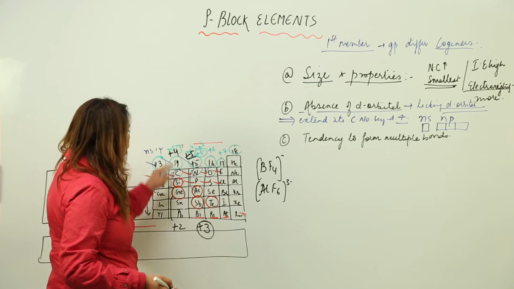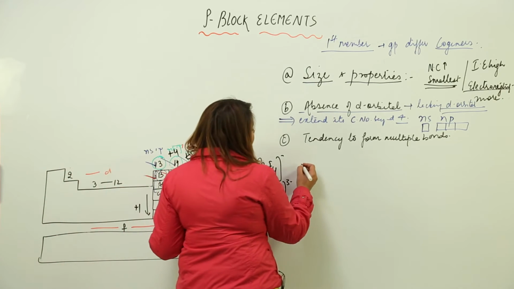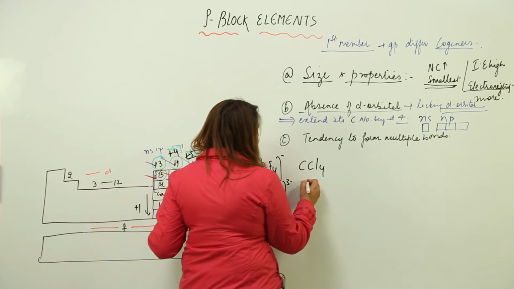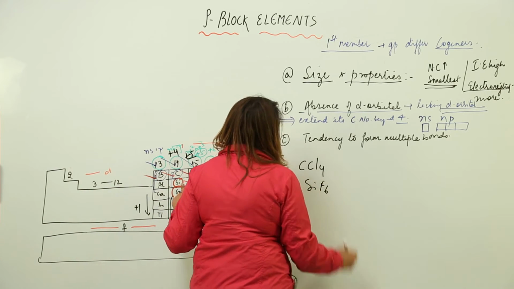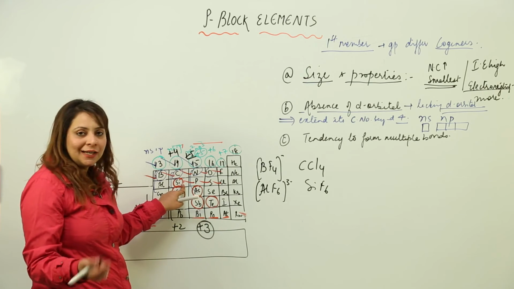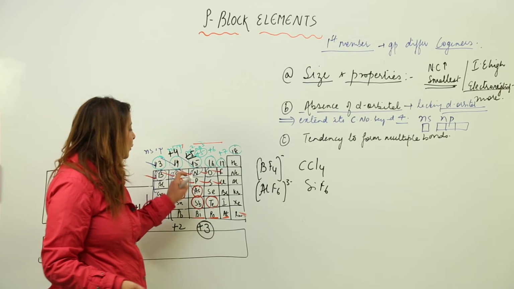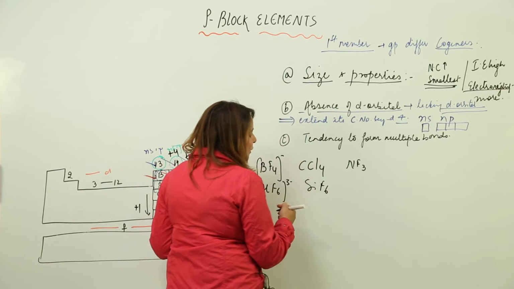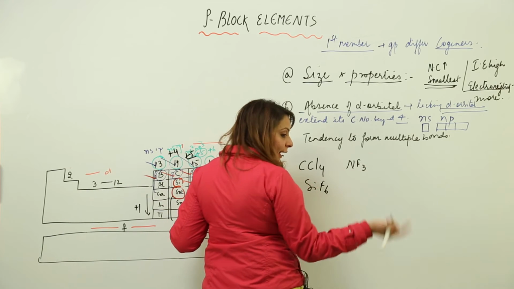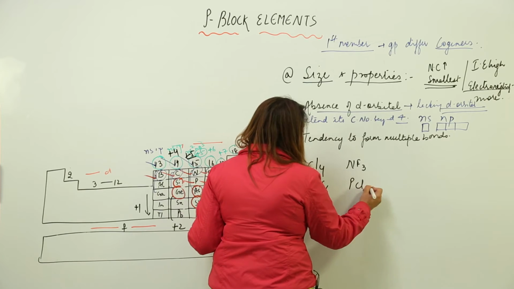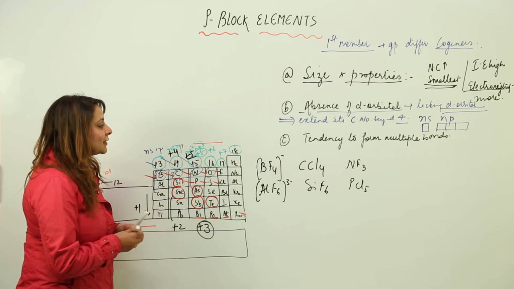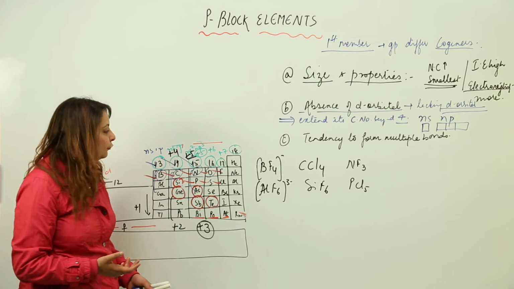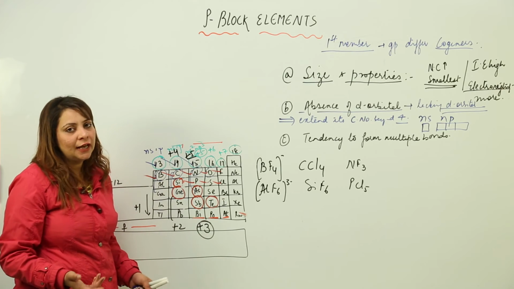Likewise, in group 14, carbon exists only as CCl4, but silicon also exists as SiF6 or SiCl6, so it can extend its coordination number. In the nitrogen family, nitrogen exists as NF3 if we talk about its fluoride, and the next member, phosphorus, can accommodate 5 chlorines also. This is mainly due to the absence of d orbital. The first members cannot extend their coordination number beyond 4, but the members which have d orbital can.